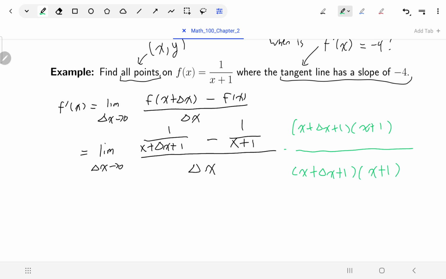And the reason I'm doing that is because it'll get rid of my little fractions within fractions kind of a problem that I've got going on, where I've got fractions, but I've also got fractions inside the numerator. And when I do this multiplication, when the first fraction is multiplied by x plus delta x plus 1 times x plus 1, the x plus delta x plus 1's cancel, leaving just x plus 1.